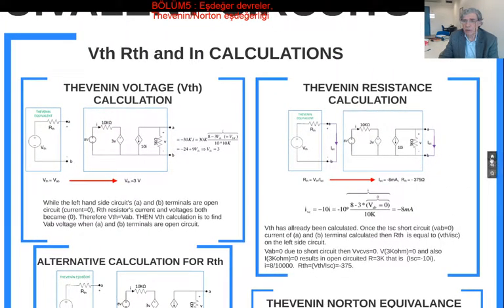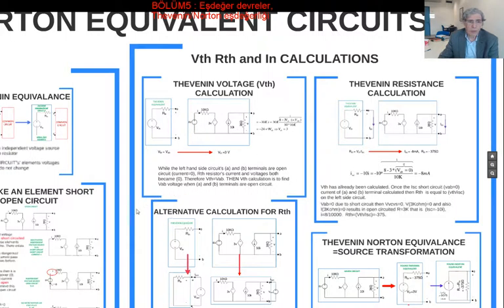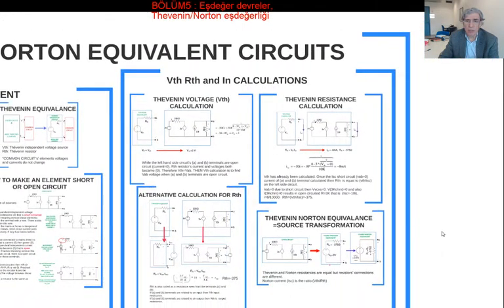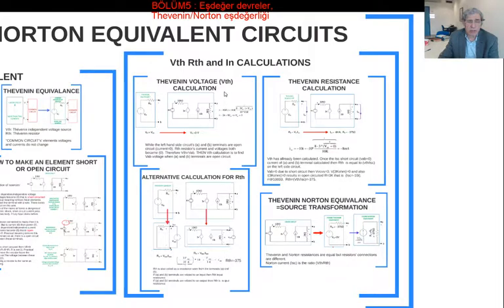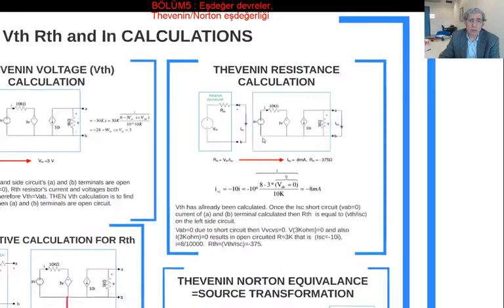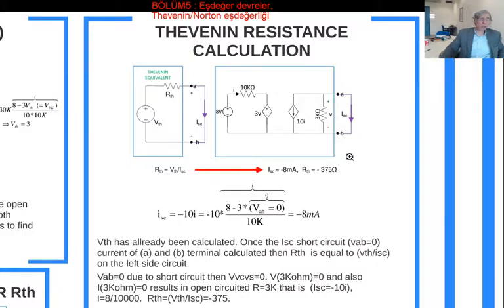The second, come to this frame, see the frame altogether. In here we have calculated VTH. Now we are going to calculate the RTH, which is the second element value in the Thevenin equivalent circuit, and this is going to be an alternative calculation for RTH. There is no alternative calculation for VTH, but there is one for RTH. And then we are going to mention the Norton equivalence once we have found the Thevenin equivalent circuit. So let's come to the Thevenin resistor calculation.